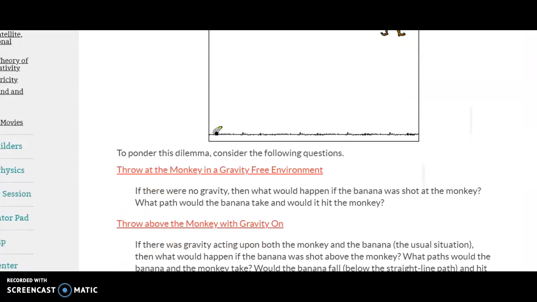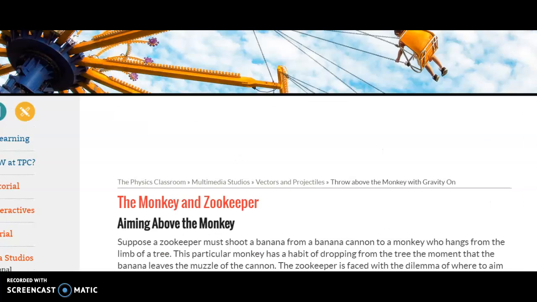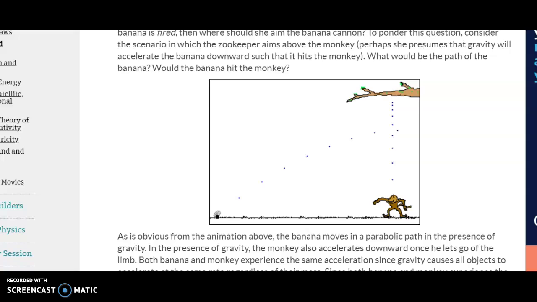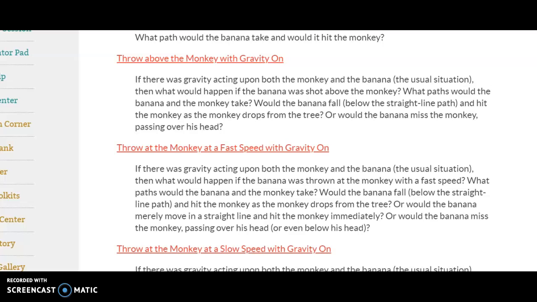Very good. Then, if you throw above the monkey with gravity on, as you can see, the monkey's going to let go, and the banana is going to hit above him. That wasn't the plan that I described before. This is the monkey being fired at, not at the monkey, but higher than. What I asked you to assess is to throw right at the monkey.